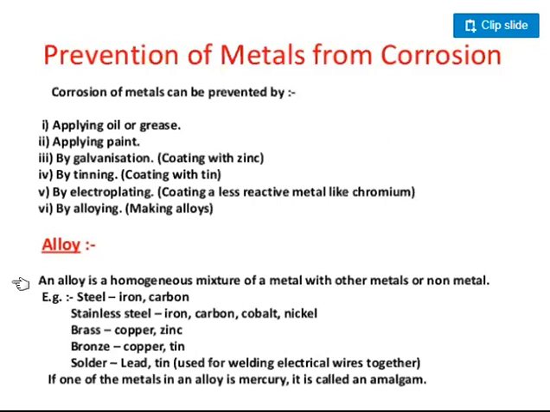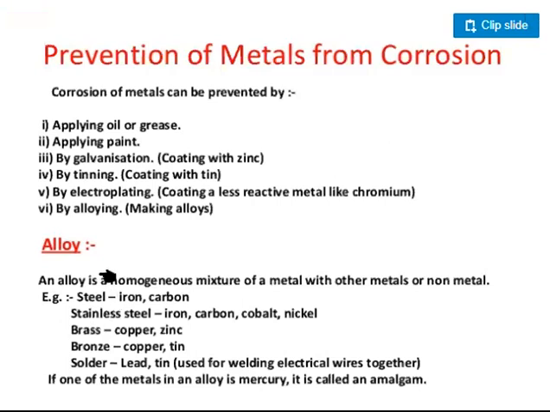So you can say that an alloy is a homogeneous mixture of a metal with other metals or a non-metal. Example: a very well-known alloy which we use in our daily life is steel, which is an alloy of carbon and iron. Stainless steel: iron, carbon, cobalt, and nickel. Brass is a mixture of copper and zinc. Bronze: copper and tin. So these are some examples of alloys.